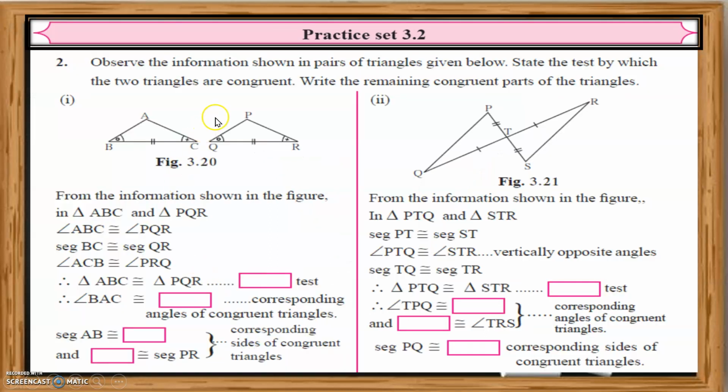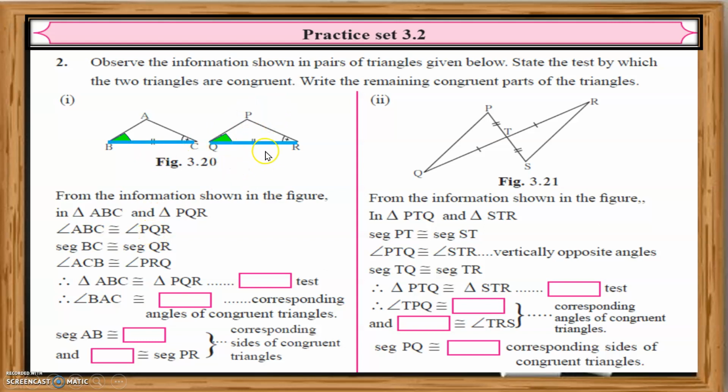Let's go to the next question. This is an activity based question. Here this is how you are expected to write the steps. Since this is an activity based question, you simply have to copy this and then fill in the boxes. So here let us understand, angle ABC is congruent to angle PQR.